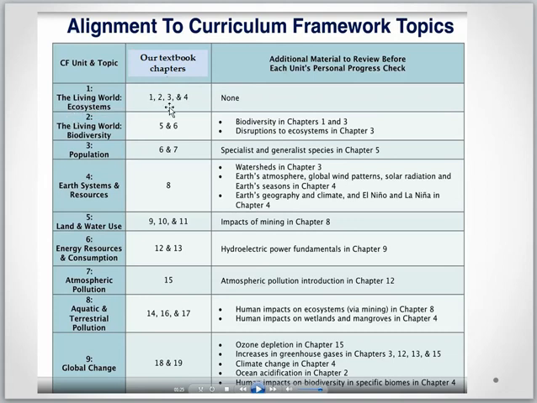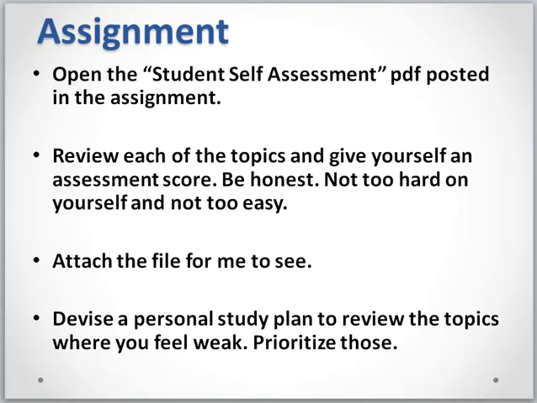Unit 1 is chapters 1 through 4. Unit 2 is 5 and 6. Unit 3 on population is 6 and 7. Earth systems was chapter 8. Land and water use was 9, 10, and 11. Energy resources 12 and 13, and you can see the rest. Units 8 and 9, which is chapters 14 through 19, we covered, I think, through 17. The only things we had not done were 18 and 19 in that textbook. So if you know everything in that book up to chapter 15, you are going to be golden for this test, okay?